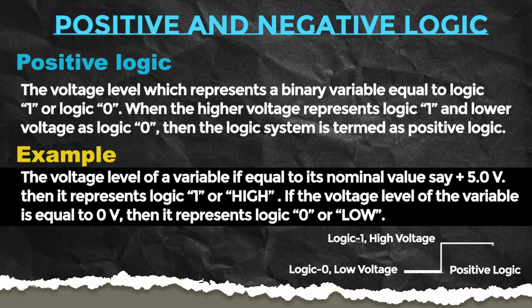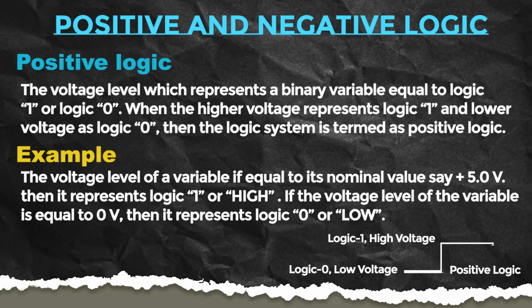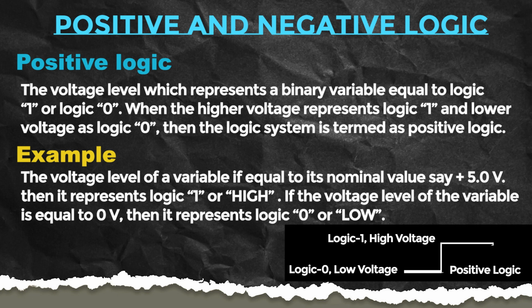Suppose an input variable A has logic value 1 or high, it gives a voltage of 5 volt when we say it is at logic high. If the voltage level of the variable is equal to 0 volt, then it represents logic 0 or low, and we call this positive logic. As you can see, it is represented by a step where logic 0 represents low voltage, that is 0 volt, and logic 1 or high represents plus 5 volt. That is in TTL circuits. In CMOS circuits, your logic high can be plus 3.3 volt.